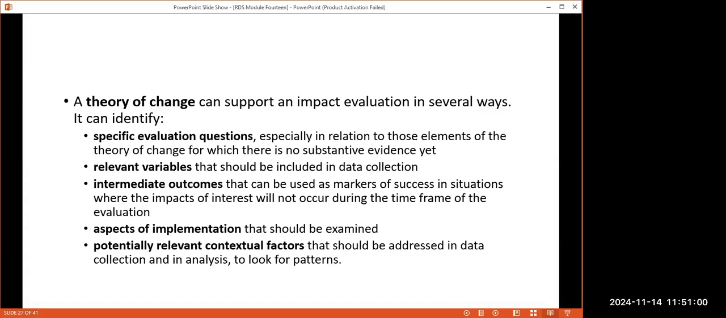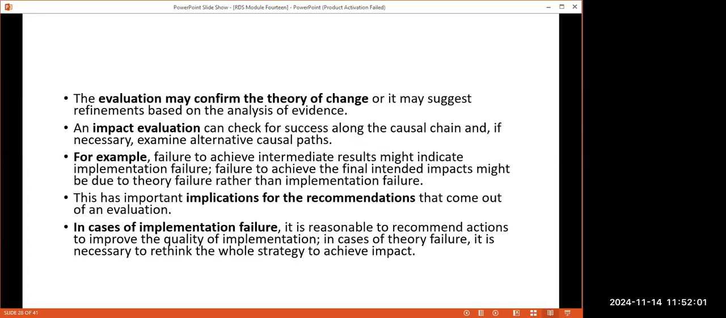The TOC also can help us to identify intermediate outcomes, which are supposed to be markers or indicators of what impact we might have. The TOC can help us to identify aspects of implementation that should be examined, which is the reason why the impact evaluation takes place. So by having a theory of change, we can then identify those aspects that can be used for examination. And last but not least, we can use the theory of change to identify potentially relevant contextual factors, okay, which can be addressed when we are collecting data and analyzing it. So that's how the theory of change becomes an important part and parcel of the evaluation planning.